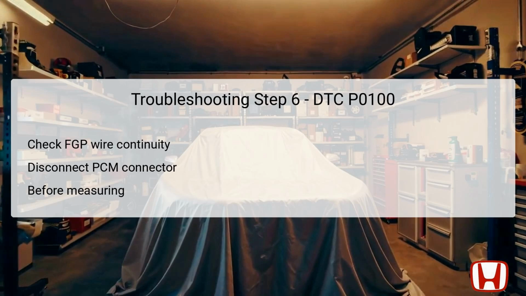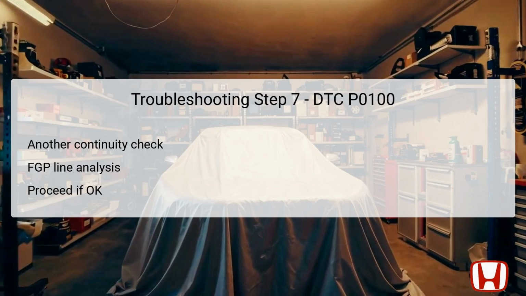Measure continuity between test points 1 and 2, where test point 1 is the MAF sensor's female terminal number 1, and test point 2 is PCM connector E's pin number 61. To confirm operational integrity of the FGP line, continuity must be present. Should continuity fail, this indicates an open in the FGP wire, which will need immediate repair. This continuity check is necessary to assert that the MAF sensor can receive and send signals without interruption.